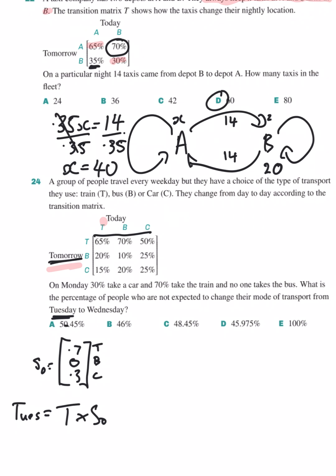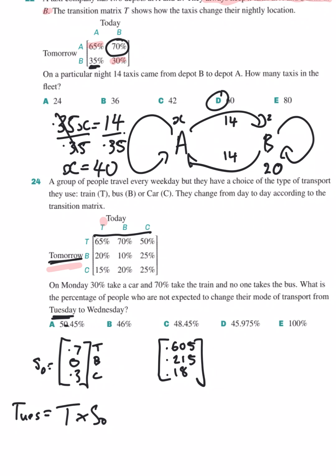Okay, so for Tuesday, I have 0.605 of people taking the train, 0.215 for the bus, and 0.18 for the car. If you add those percentages, it should equal 1 as well, which it does. So now we've got the Tuesday percentages.